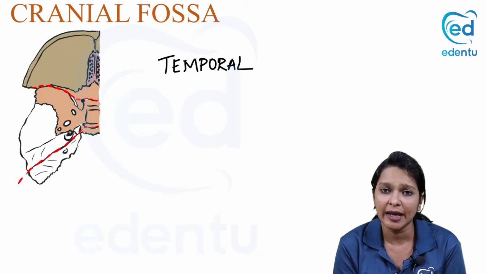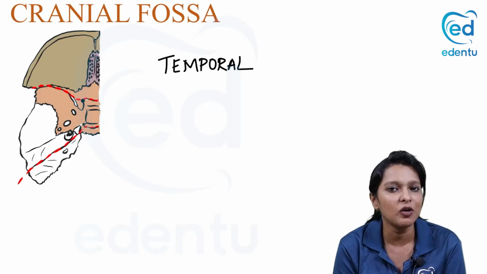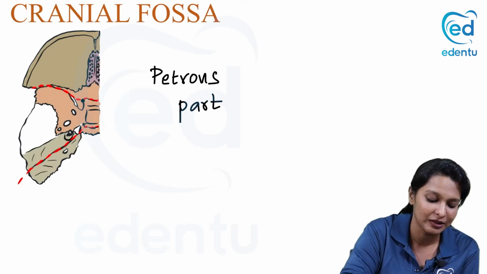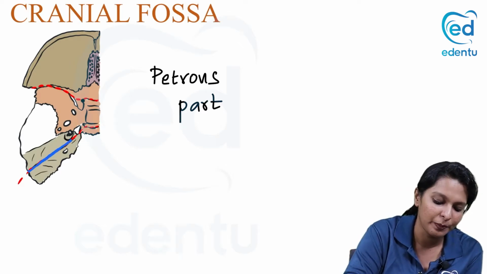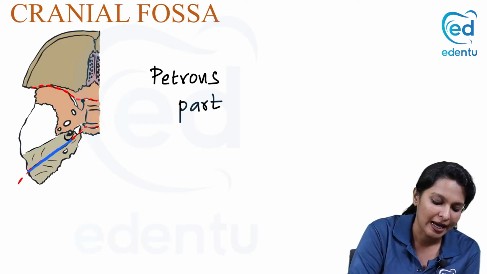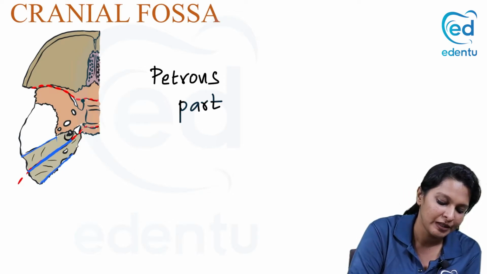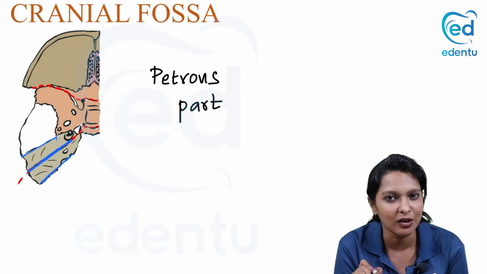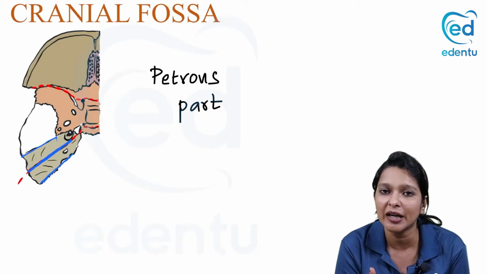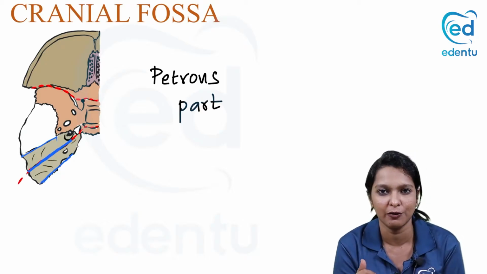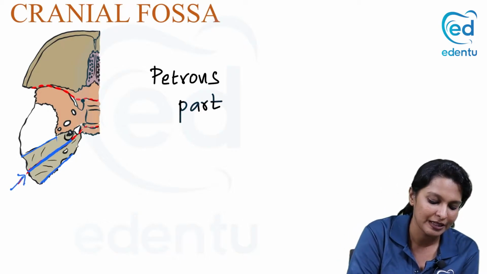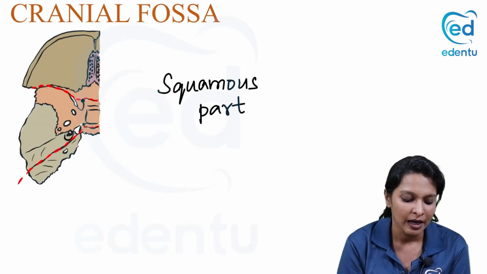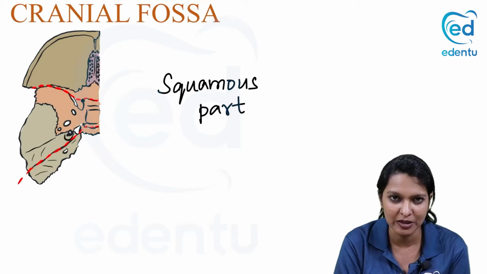And then we have the temporal bone. Remember, the temporal bone has a part called as the petrous part. This petrous part has a superior border. This is the superior border of the petrous part. It also has an anterior and a posterior border. This one alone is elevated. This superior border of petrous part of the temporal bone will only demarcate the middle and posterior cranial fossa. So this is the border that separates the middle and posterior cranial fossa. And this is the rest of the squamous part.